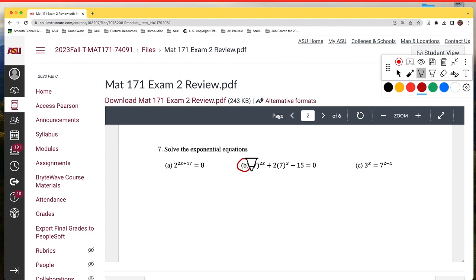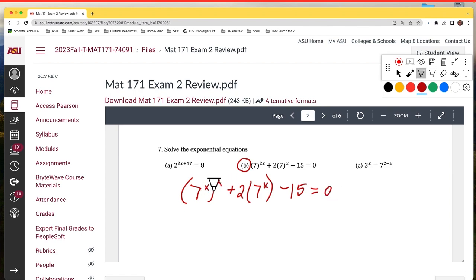It's exponential, but what you have to see is it's got a quadratic, so there's a 2x and an x. What you really want to see is this as 7^x squared, because an exponent to an exponent, you multiply, right? So 2 times x, we can do it this way, plus 2 times 7^x minus 15 equals 0.